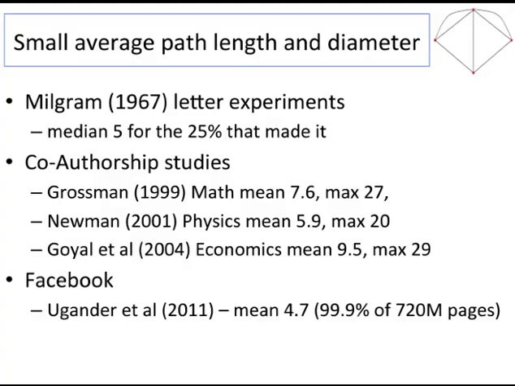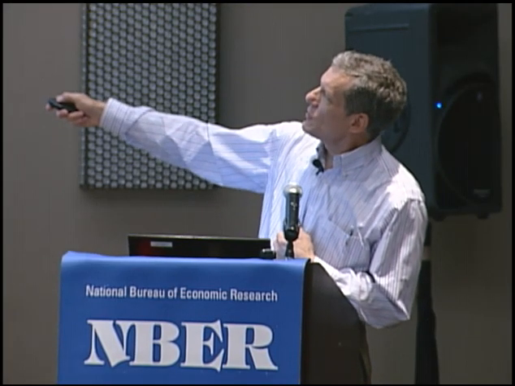Okay. So one feature that has been known for quite a while now, and I guess Milgram provided probably the first really nice illustration of this, is that social networks, when you look at acquaintances and different relationships between people, tend to have short average path lengths. Let me describe what Milgram did.